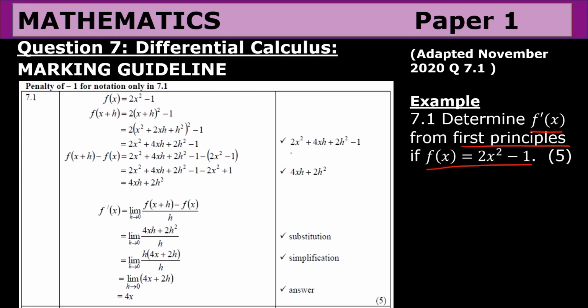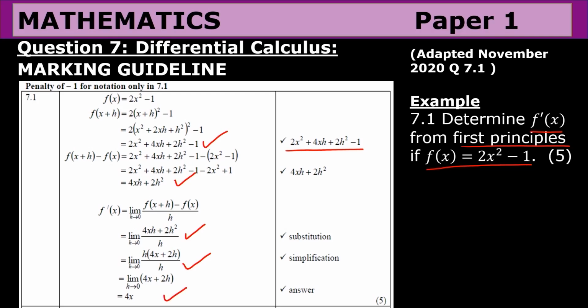Well, the first mark is going to be there for the f of x plus h. And that is going to be the first mark. When we simplify that by saying f of x plus h minus f of x, we're going to get a mark for that simplification. And then we're going to get a mark for substituting our values into that formula. And that formula is there in the formula sheet. Please use it. And then we're going to get a mark for simplifying, and that is through factorizing there. And then the last mark is going to be for the answer.